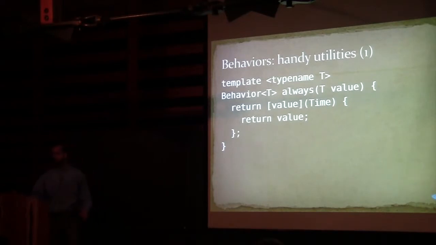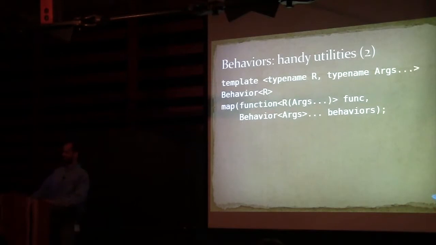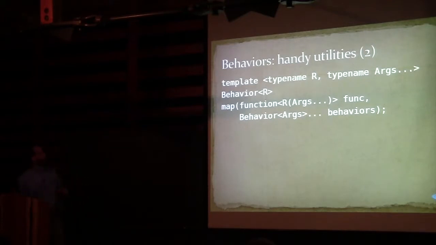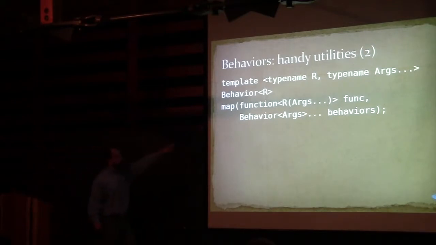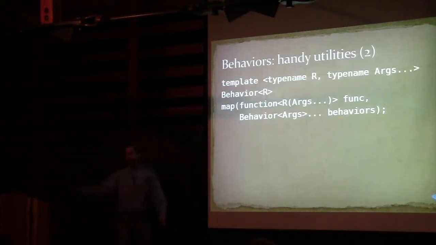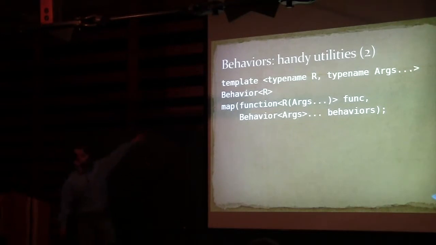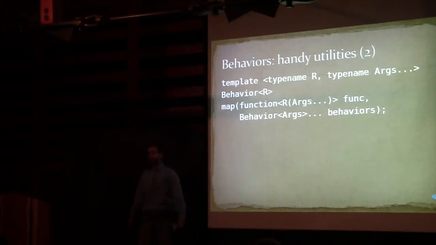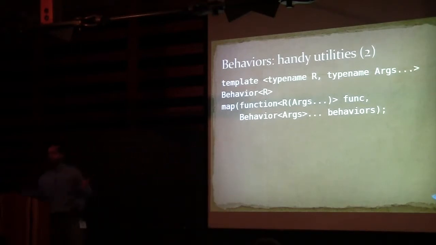The question is, are there at least applicatives? This kind of relates to that. So we have a function called map. It takes in a function, a normal function with arguments and a result value, and it takes in a bunch of behaviors. And it will create a behavior that is a behavior of the return value of that function. So can someone describe to me what this probably does?